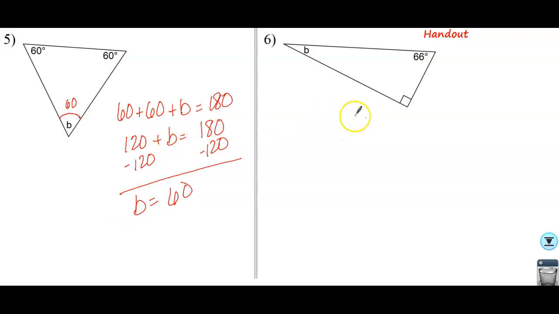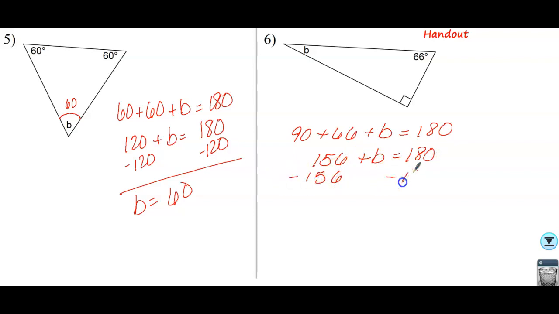And lastly, on number 6, again, this is a 90-degree angle. So we have 90 plus 66 plus b equals 180. 90 plus 66 is 156 plus b equals 180. And then we would subtract 156 from both sides. And we arrive at b is equal to 24. Okay? So that's how you solve for the missing angle in a triangle. And there will be several of those on the practice, because I want to make sure that you can do that reliably.